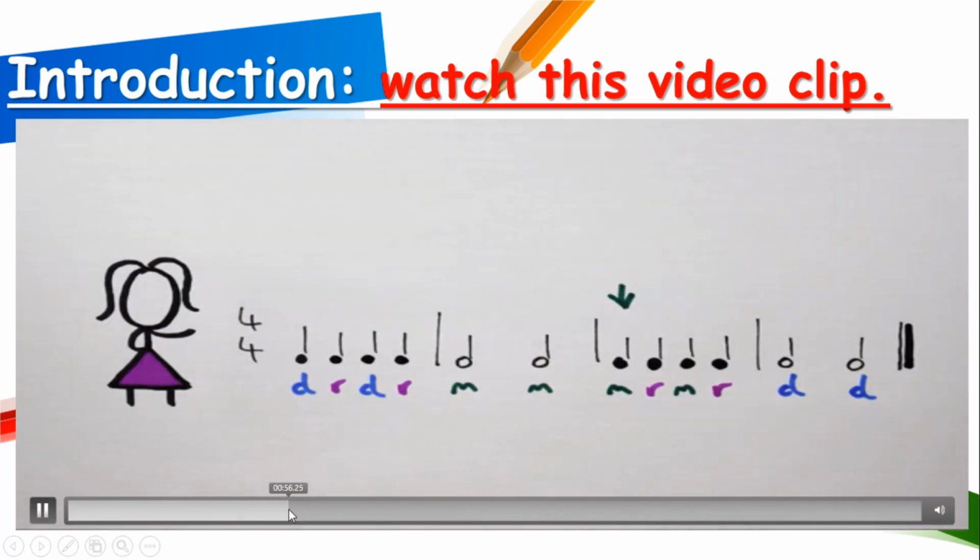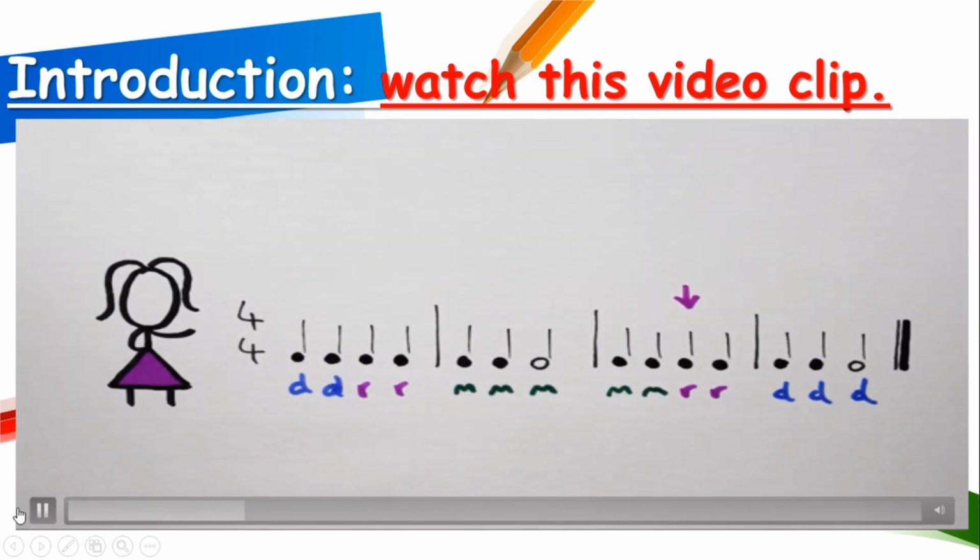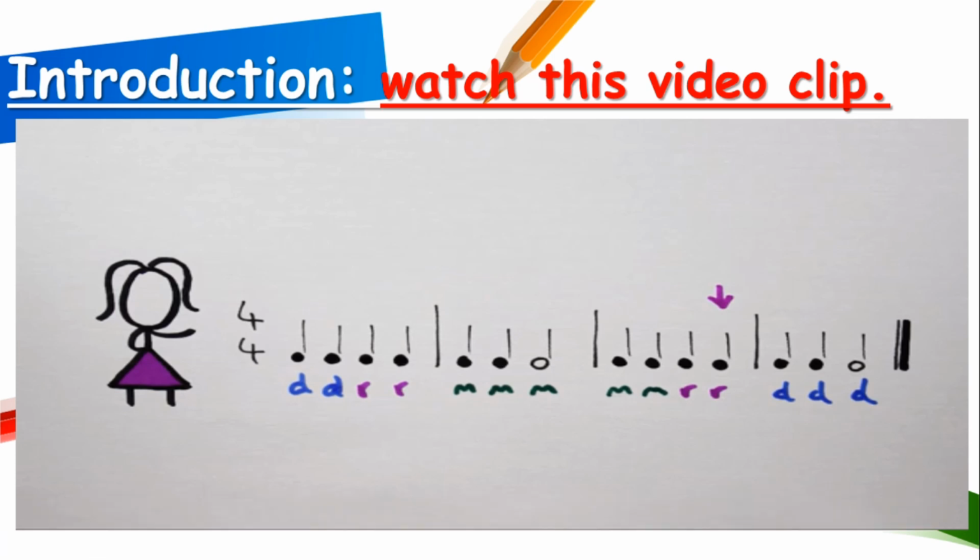Just before we continue, I want you to look at that one. Mi, re, mi, do, re, do, mi, re. Now let's try this one together. Do, do. Listen to me first. Do, do, re, mi, mi. Mi, re, do.